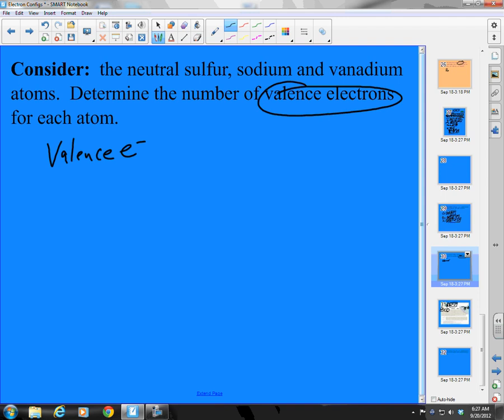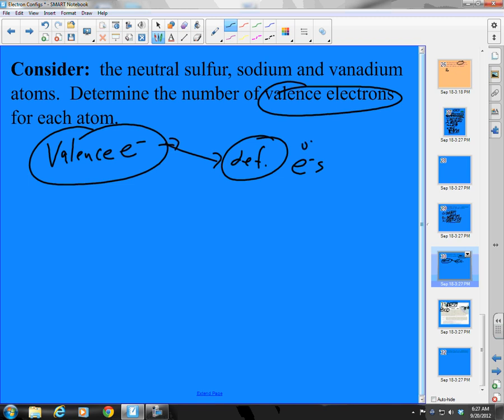Let's go with our concept map. What are valence electrons? Definition: they are electrons, and this is usually the case. You'll find some exceptions later, but for us, this is what we're going to say. Electrons in the highest energy level. And when you see the words energy level, what do you always think? The highest n. That's what valence electrons are.